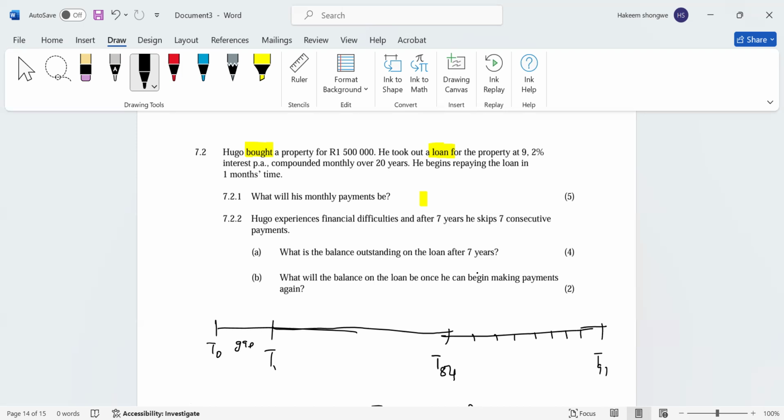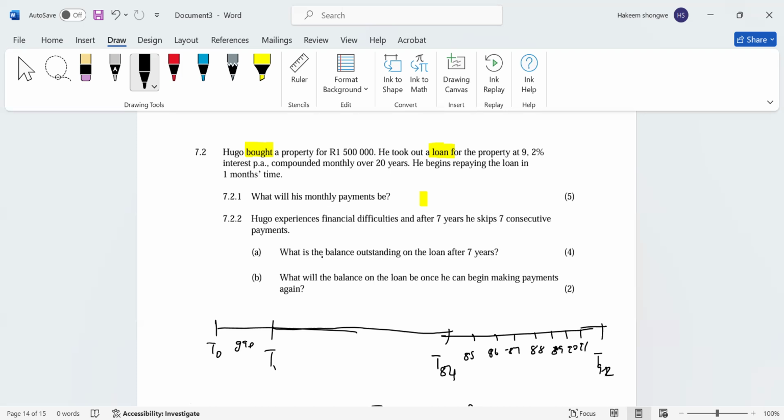We're skipping 5. 85, 86, 87, 88, 89, 90. No, 91. We're going to be paying at 92. The first payment that we're going to be making is going to be at 92.